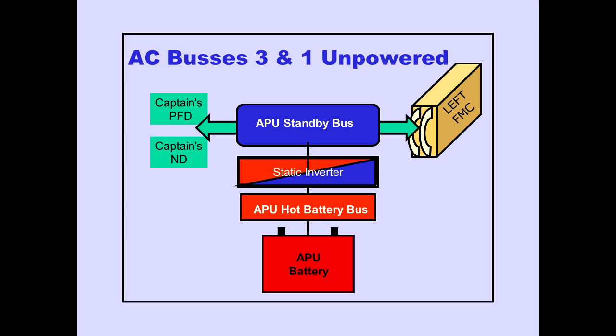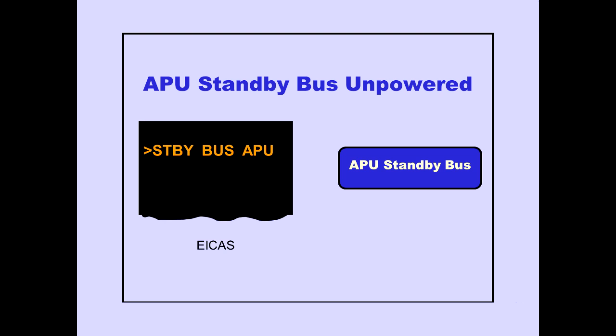With the standby power selector in auto, the APU standby bus automatically receives power from the APU battery through the APU hot battery bus and the APU standby inverter. The ICAS advisory message, Standby Bus APU, is displayed when the APU standby bus is unpowered.